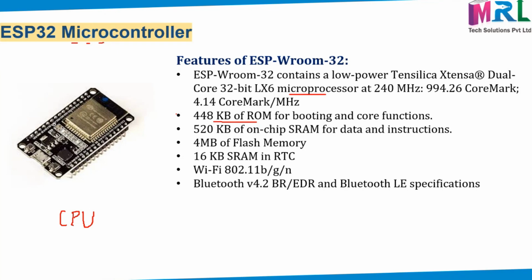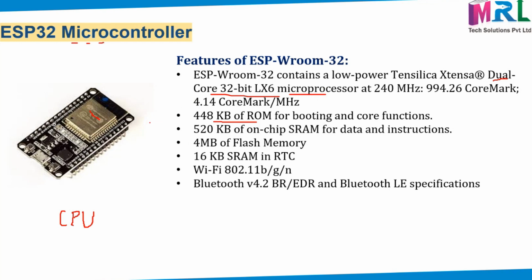Okay, the main code for booting the microcontroller will be stored in this read only memory. The size of the read only memory is 448 KB. The type that we are using is ESP WROOM 32. That is the ESP variant that we are using. In the chip you can see ESP WROOM. And the processor that we are using is a dual core 32-bit LX6 processor. These are all the things you should know.